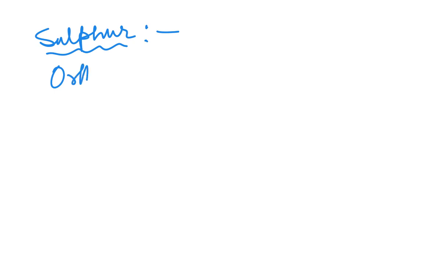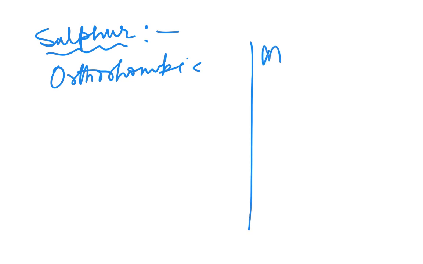Let me write first again. Sulfur. To start sulfur, the oxygen family: we finished oxygen, then sulfur. Sulfur has two allotropes. One is orthorhombic sulfur, and the other is monoclinic sulfur.